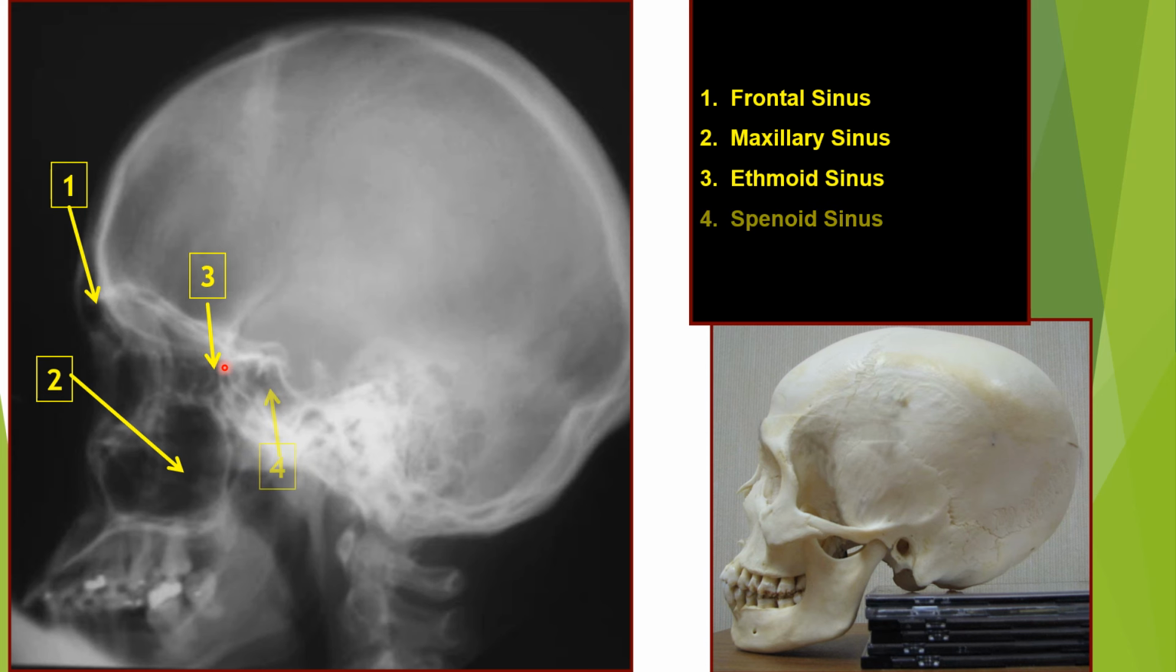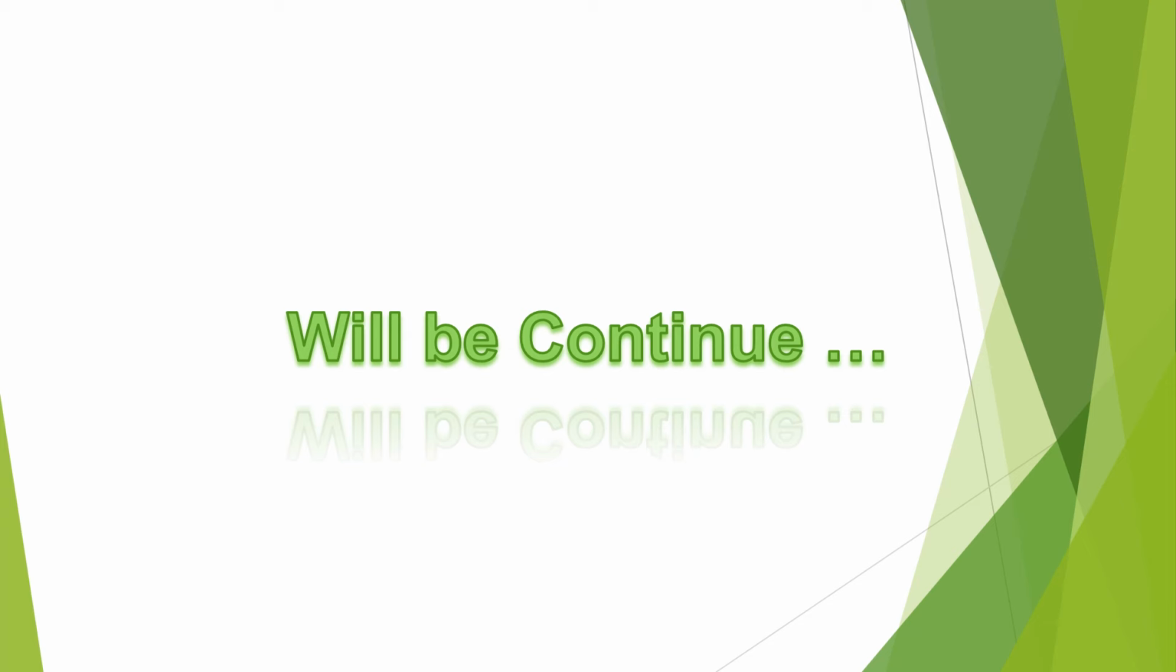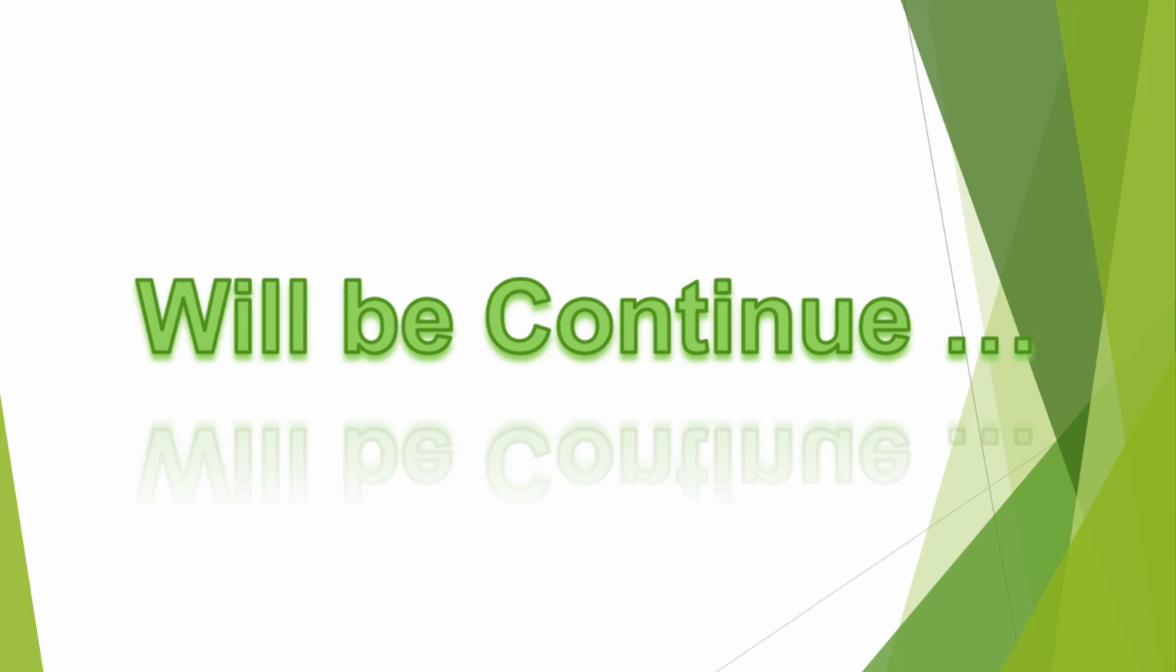The anterior cranial fossa. This is the sphenoid bone. You can see this is the sella, this area of the sella, and this is the sphenoid sinus. You know, this is the occipital bone, a very thick part, the squamous part of the occipital bone. This is the mastoid air cells. If you remember, the mastoid bone is part of the temporal bone. We'll stop here, thank you for listening, and keep learning more about the skull features mentioned. It will continue in the second part of this lecture.